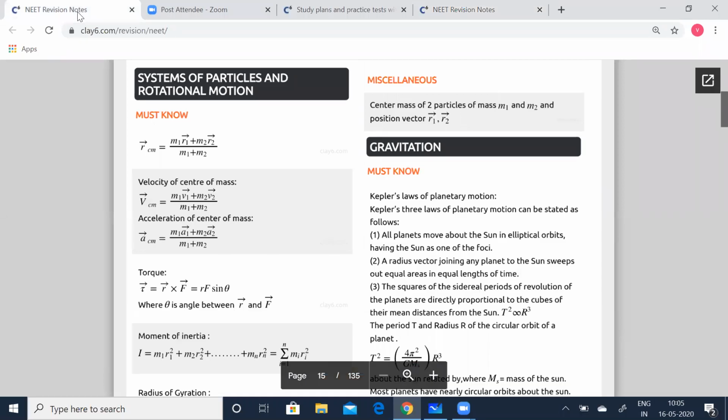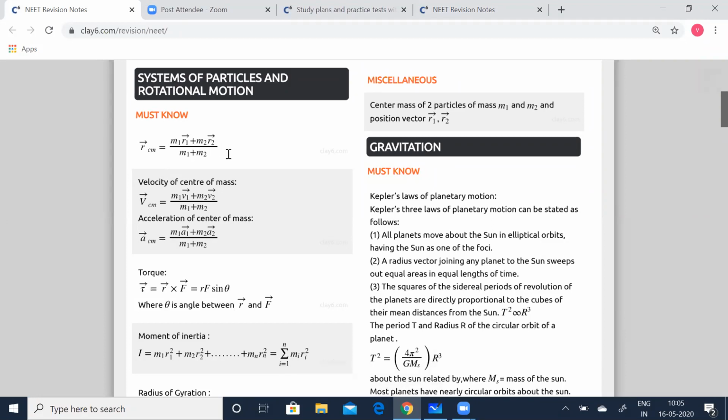Now today I'm going to cover the chapter Systems of Particles and Rotational Motion. You all know what the center of mass is. The distance of the center of mass is given by m1 r1 plus m2 r2 divided by m1 plus m2, where r is the distance, m1 is the mass of the first object and m2 is the mass of the second object.